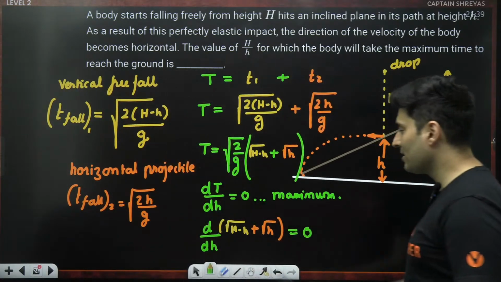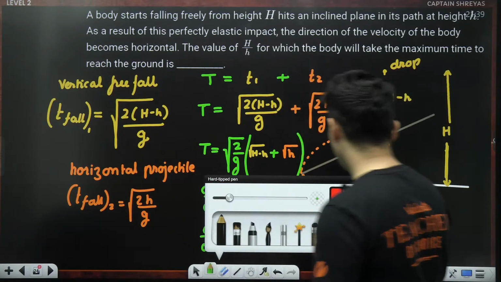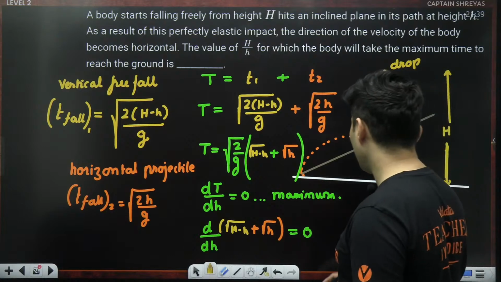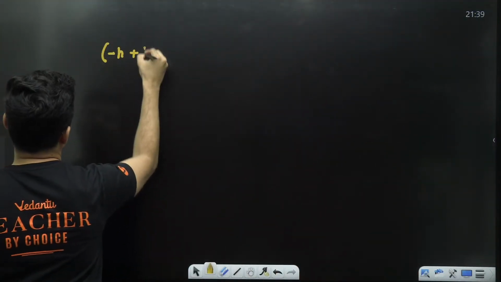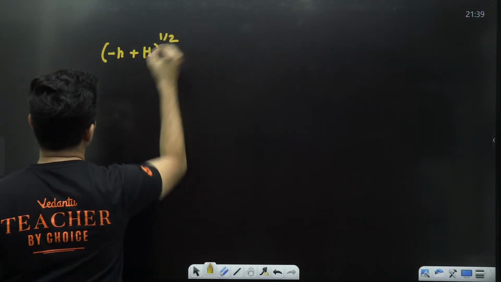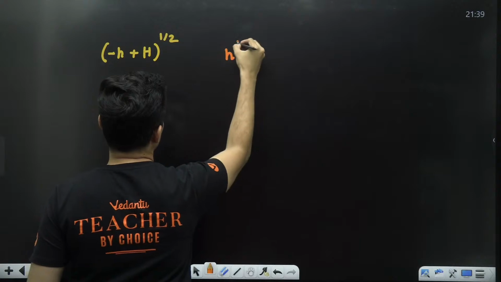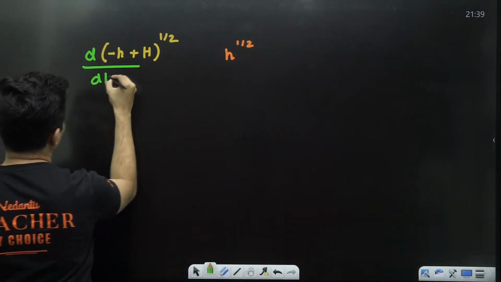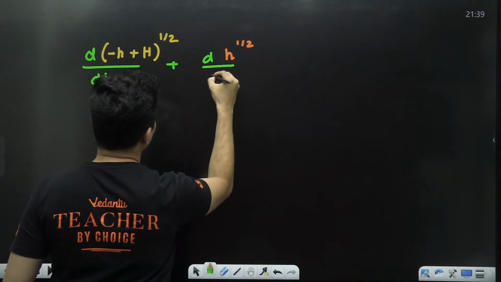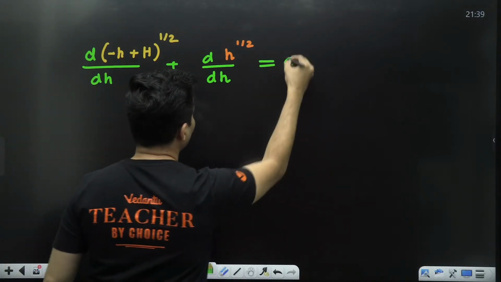These derivatives are not very difficult to figure out. Yes, this is as good as saying it is (H minus h) raised to half, and this one was a small h raised to half, and you are taking the derivatives with respect to h separately. That's it. This should be equal to 0.